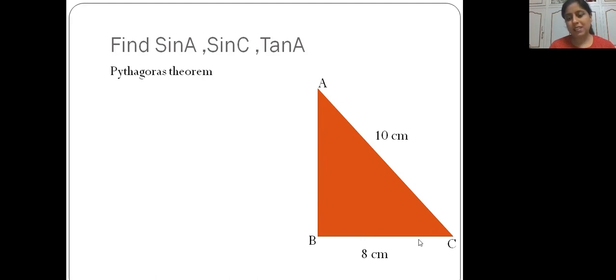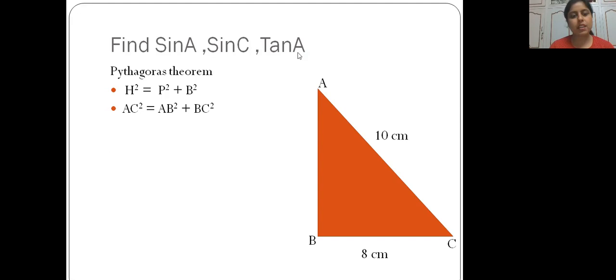In this triangle, BC is 8 centimeter, AC is 10 centimeter. In lower classes, we have studied about the Pythagoras theorem. That is the relation between the hypotenuse, perpendicular, and base. That is hypotenuse square is equals to perpendicular square plus base square. So as hypotenuse always remains fixed, that is opposite of the right angle, that is B, opposite of B, that is AC. AC square is equals to AB square plus BC square.